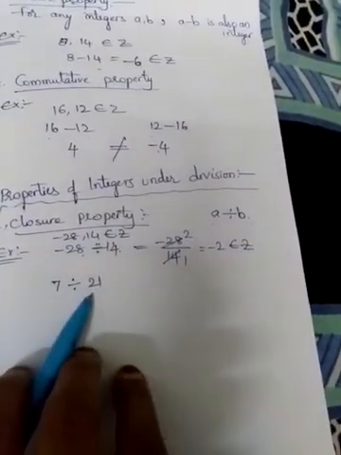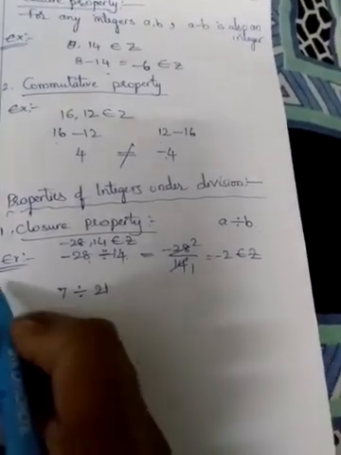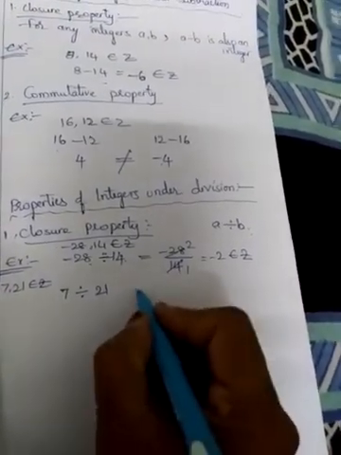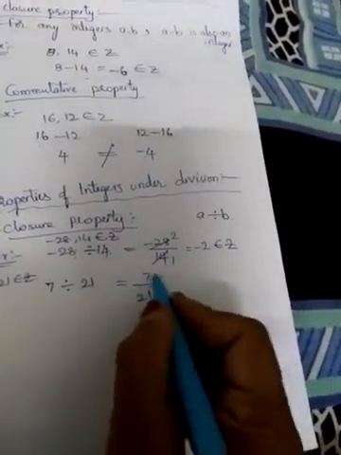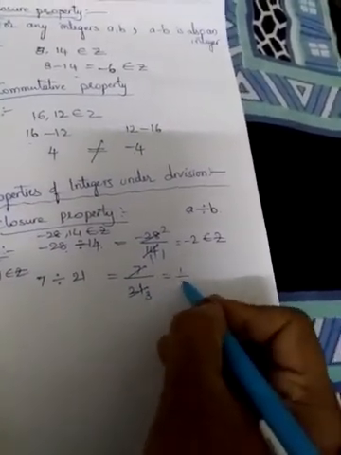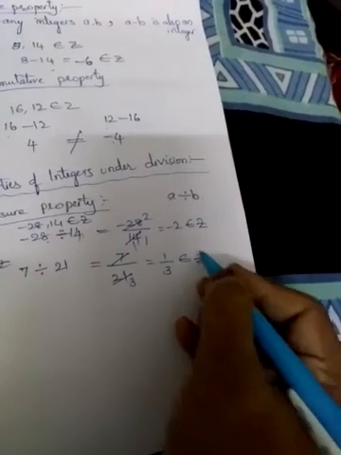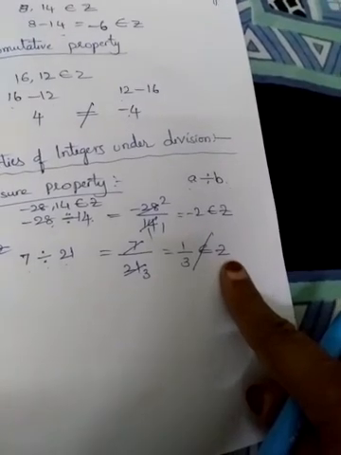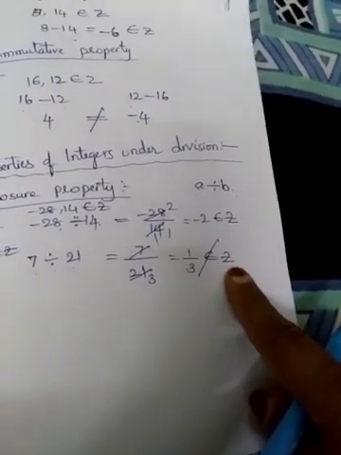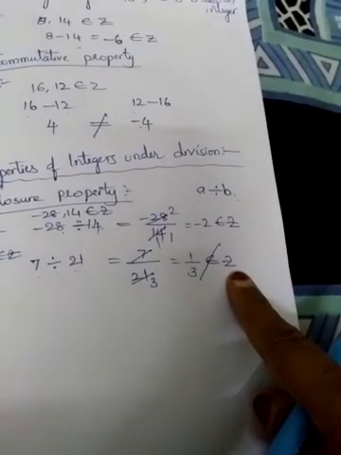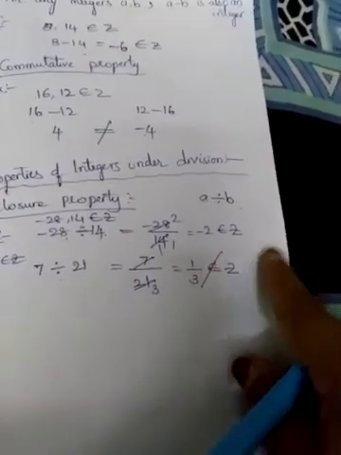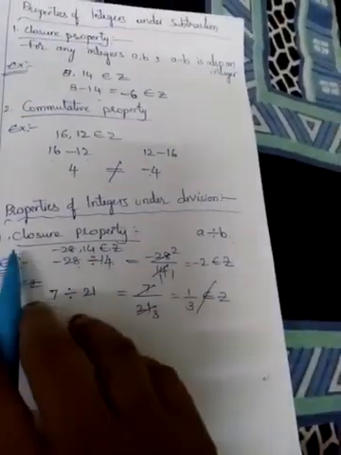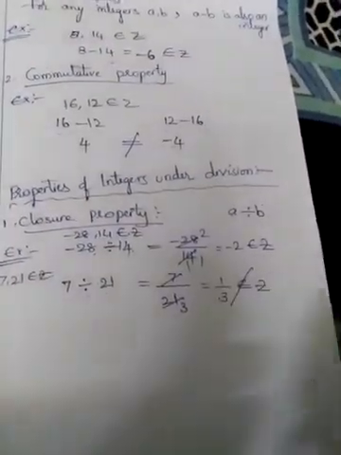But one friend will come and say, madam, you have to check 7 and 21, which are also integers. So check 7 divided by 21. 7 divided by 21: 7 ones are 7, 7 threes are 21. The answer is 1 by 3. Does 1 by 3 belong to integers? No. Are fraction numbers there in integers? Not there. Only whole numbers 1, 2, 3 positive, minus 1, minus 2, minus 3 negative numbers, and 0 are there. But 1 by 3, 1 by 2, 2 by 3, 2 by 7, 3 by 8, are such numbers there? Not there. So the closure property is not satisfied under division.